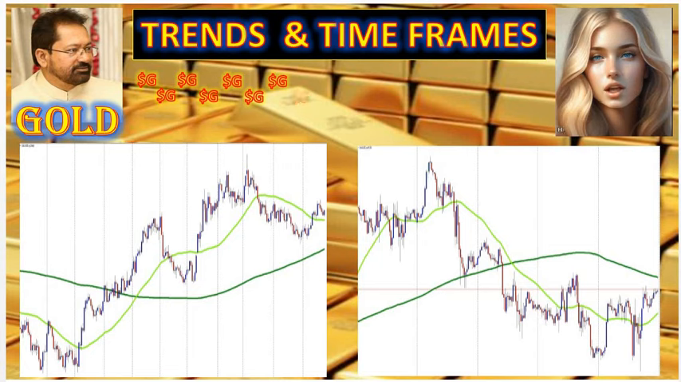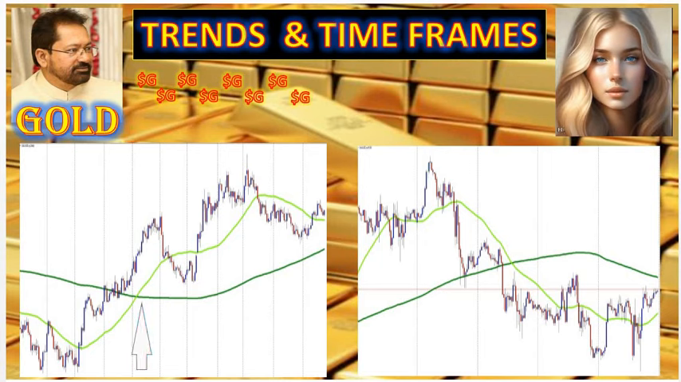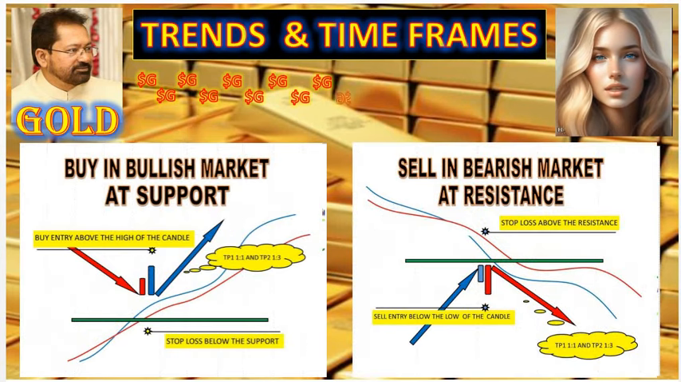Key points to observe while 44 crossing 200 moving average. If the 44 is crossing 200 and moving above, it is called a golden cross, and a possible bullish market trend is coming. If 44 is crossing 200 and going down, it is called a death cross, and a possible bearish market trend is happening. Find a buy entry in bullish market at support. Find a sell entry in bearish market at resistance.